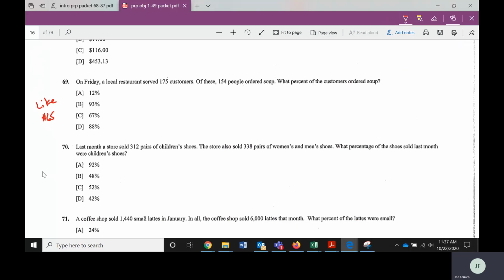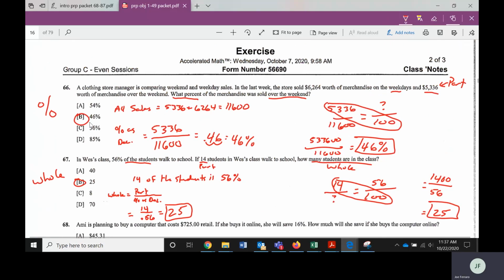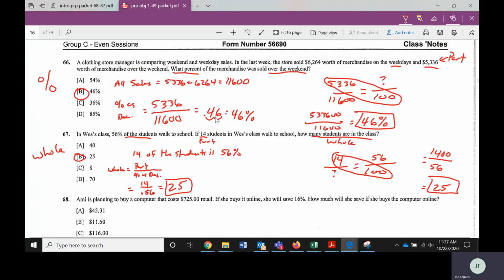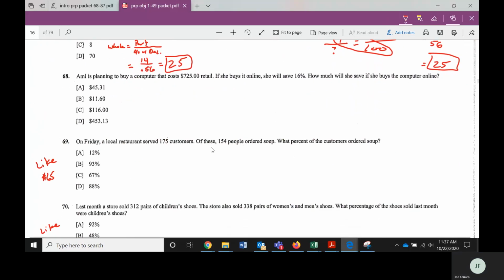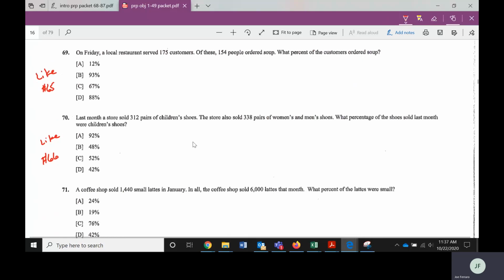Okay. Number 70, I'm not going to do this one either, but I want you to try it, because this is like number 66, which was one that was a little confusing or a little tricky. We had to put 2 things together to get the full amount. Number 70 is going to be similar. They talk about children's shoes, and then they talk about women's and men's shoes, which basically you can think of as non-children's shoes.